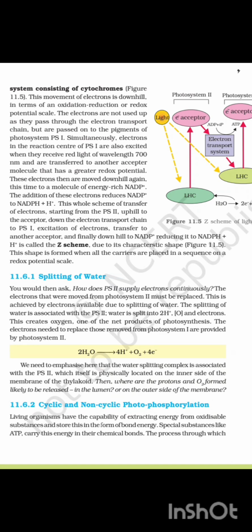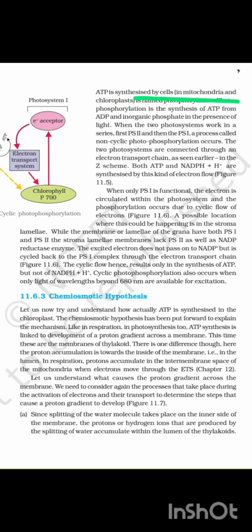11.6.2 Cyclic and non-cyclic photophosphorylation. Living organisms have the capability of extracting energy from oxidizable substances and storing this in the form of bond energy. Special substances like ATP carry this energy in their chemical bonds. The process through which ATP is synthesized by cells in mitochondria and chloroplasts is named phosphorylation. Photophosphorylation is the synthesis of ATP from ADP and inorganic phosphate in the presence of light.